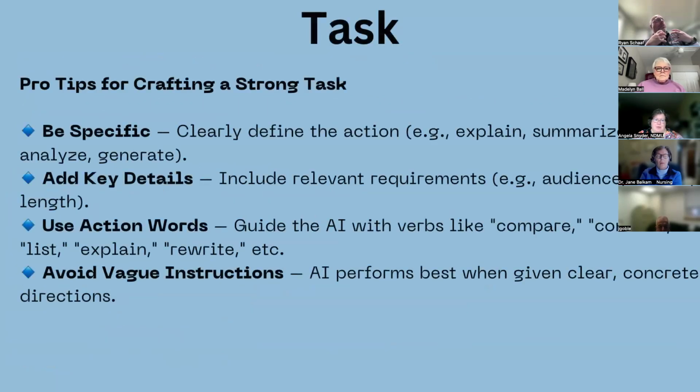I also wanted to include some pro tips. Be specific, and clearly define what action you want. Use verbs like explain, summarize, analyze, generate. Add key details too. Think of the audience, the format you want it developed in, or the length. Any of those things will really help you produce a better output. Guide the AI with verbs like compare, contrast, rewrite, regenerate, explain, list, or create a bullet list. And of course, avoid vague language. It performs best when you have clear, concrete directions.